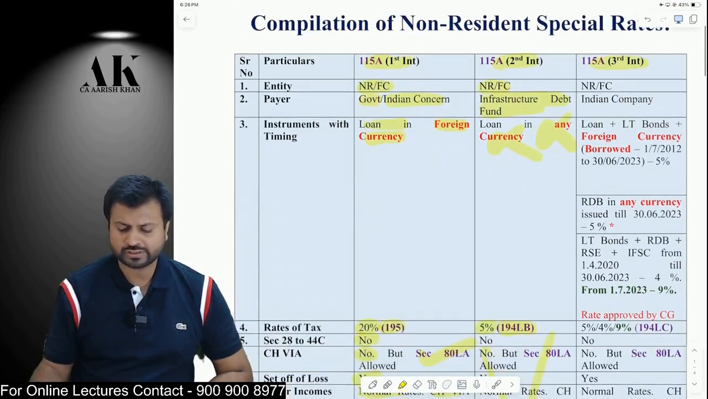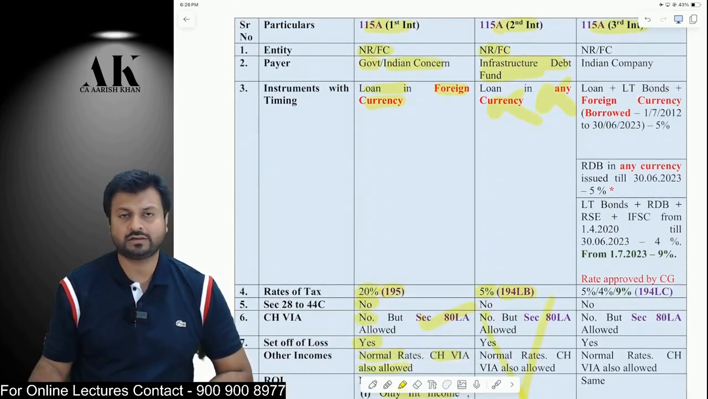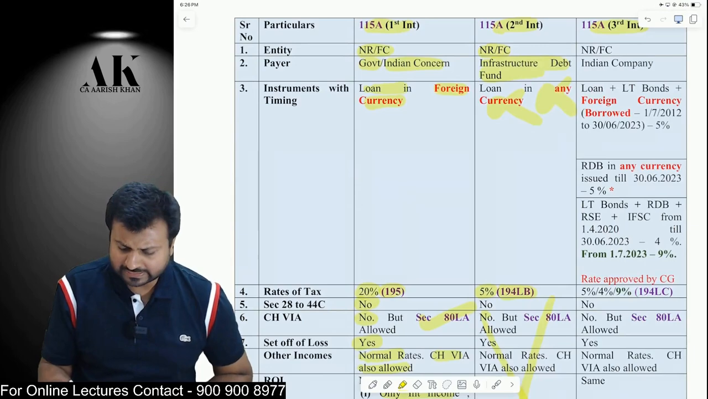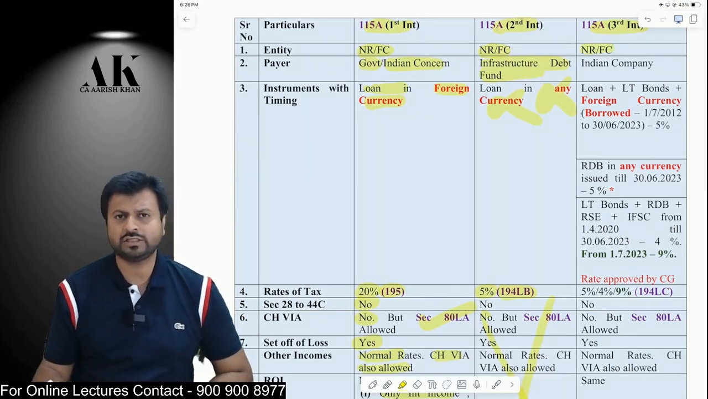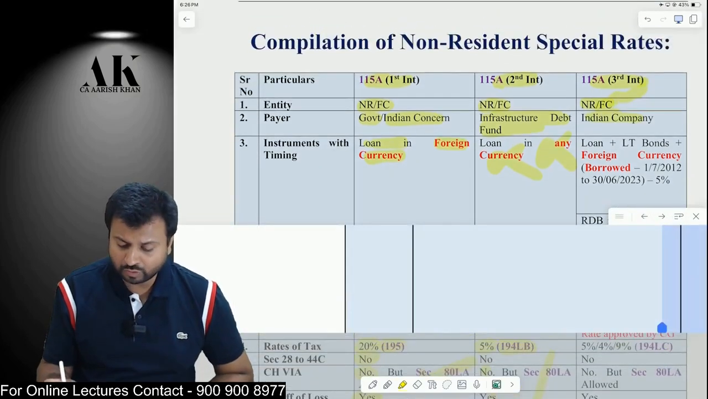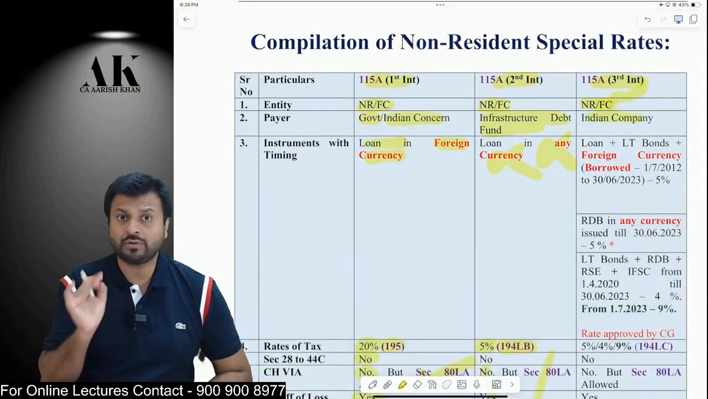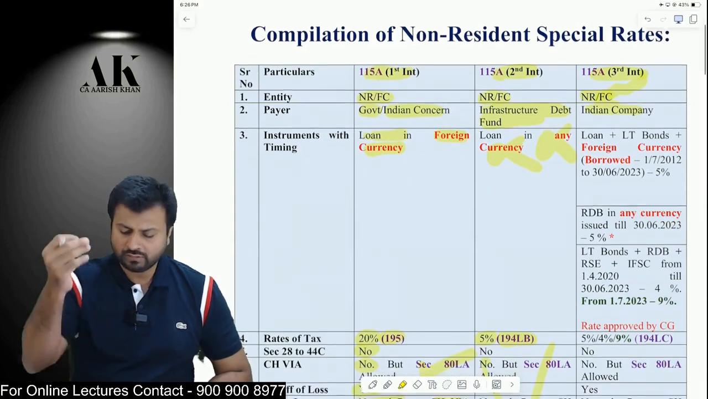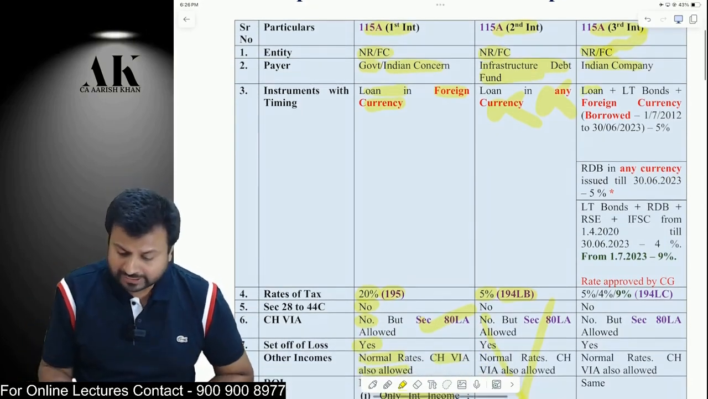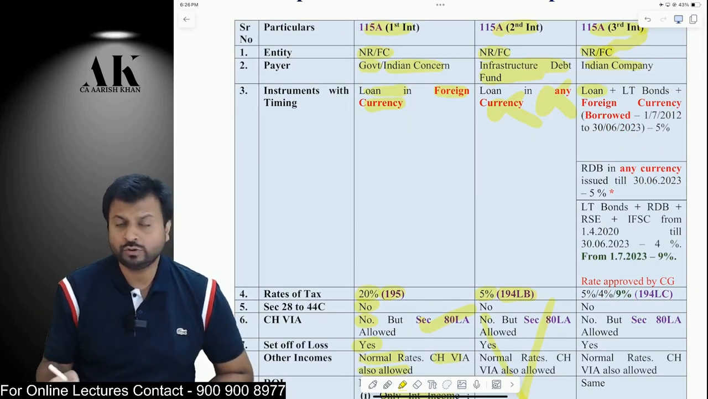The third section is the most critical one. There are a lot of nitty-gritties in the third section. In the third section also the assessee is non-resident and foreign company only. The assessee is not changing. The payer is changing. Now the payer is only an Indian company, not an Indian concern, not government, but only an Indian company. Now what is the non-resident foreign company doing? The non-resident foreign company is giving a loan to an Indian company.